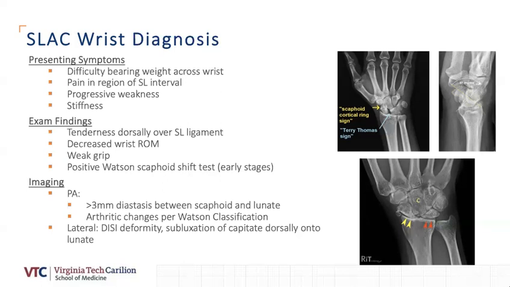On imaging, on the PA view, you'll see a greater than 3 millimeter diastasis between the scaphoid and lunate, which you can see in the top left picture there. And then you can also have a scaphoid cortical ring sign, and that's just because the scaphoid's flexed, and so the distal aspect is overlying the proximal aspect of the scaphoid, causing that ring to be seen. And then you'll also see the standard arthritic changes per the Watson classification. And you can also get a lateral view, and that will show you the DISI deformity and subluxation of the capitate dorsally over the lunate.